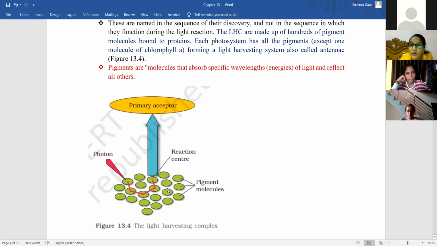So there are two photosystems, photosystem 1 and photosystem 2. Each photosystem has all the pigments except one molecule of chlorophyll A, because this chlorophyll A molecule forms the antenna of the light harvesting system. So this reaction center is made up of chlorophyll A, and these are all the other pigment molecules. Light in the form of photons will come and be trapped by these pigment molecules.